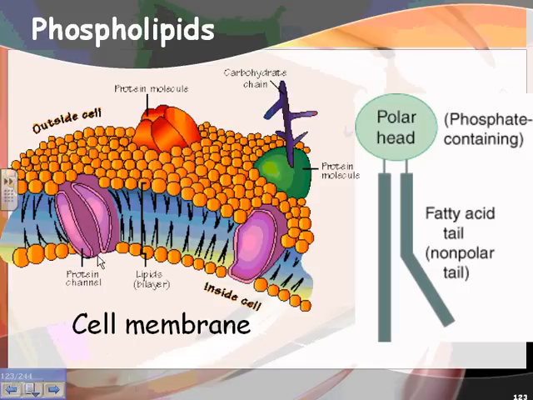So here's a protein that works as a channel, and so certain materials can move in or out through this. Here's another protein molecule. Here's another protein molecule. This one happens to have a carbohydrate chain stuck to it. So we already covered carbohydrates a little bit, and we haven't covered proteins yet, but these two things are both different from lipids, and here are the phospholipids.